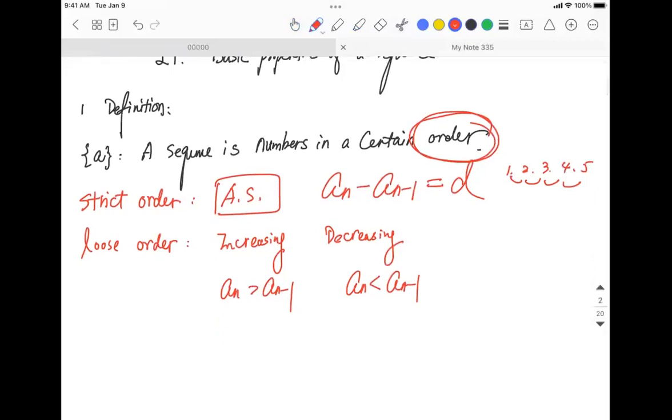Or you can have no order. No order is also considered to be an order. What is that? I have a random number sequence.